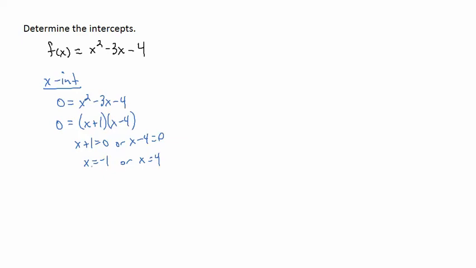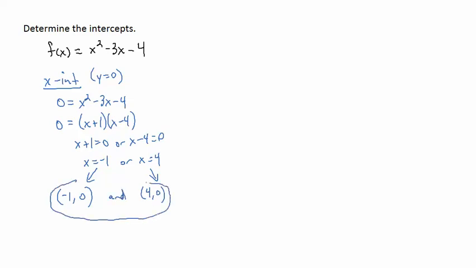So we get two x-intercepts, which, remember, y is 0. So this x-intercept is the ordered pair negative 1, 0, because y is 0 for that x value. And for this x-intercept, x is 4 and y is also 0. So we get two x-intercepts for this particular function. It crosses the x-axis or touches the x-axis twice.